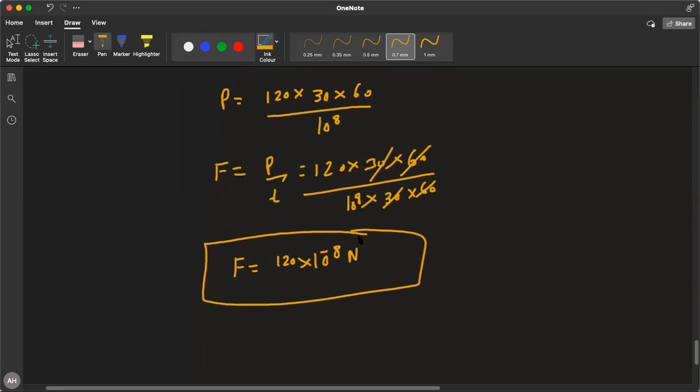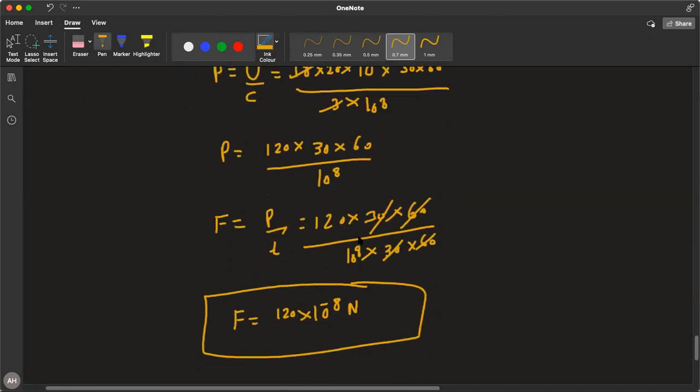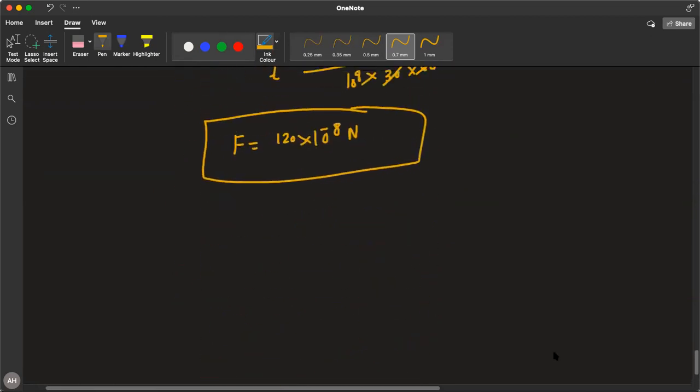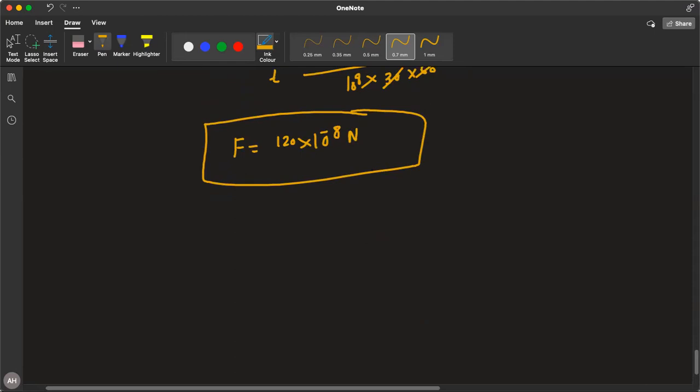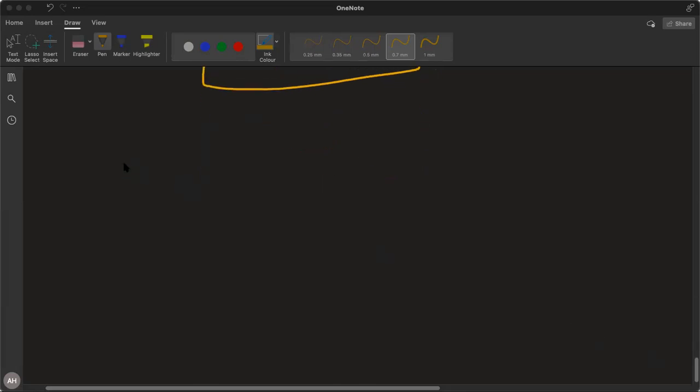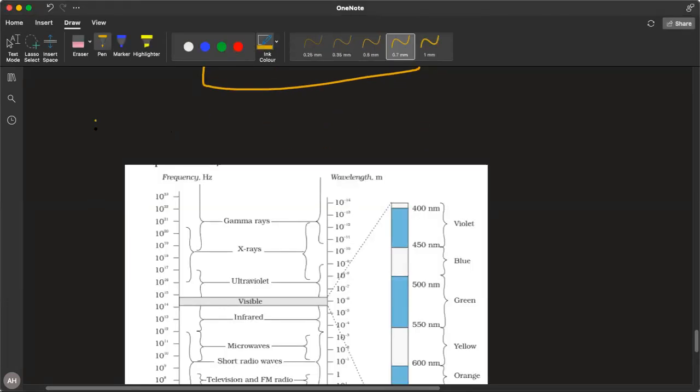So this is about intensity and energy. The last topic is the electromagnetic spectrum. The majority of questions in electromagnetic waves are on this spectrum. I'm just drawing it.